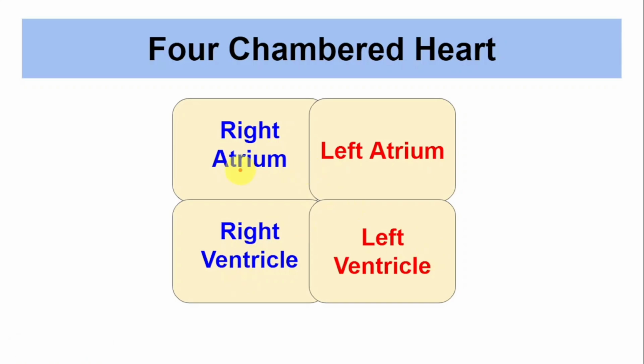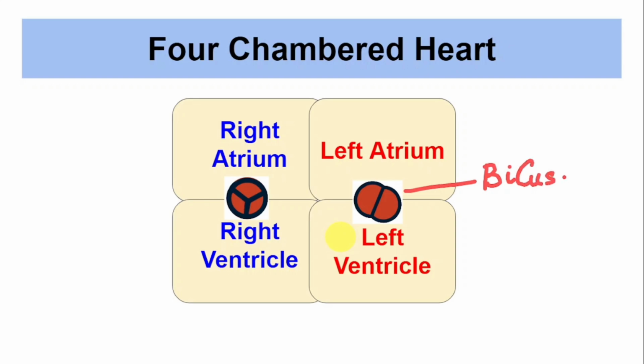Now, in between the atrium and ventricle, there are valves. The role of these valves is to prevent backflow of blood when the ventricles contract. If you notice here, there are two flaps to this valve, and this is the reason this valve is called bicuspid valve. Cusp is the flap, hence the name bicuspid. There's another name for bicuspid, it is mitral valve.